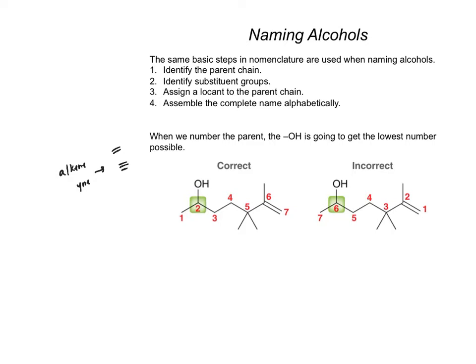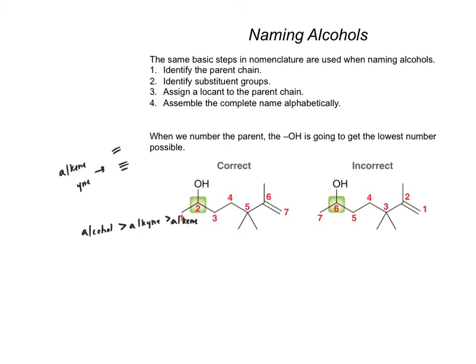So if we're keeping track of priorities here, the alcohol is going to trump, in terms of priorities, the alkyne, which then trumps the alkene, right? So when we're trying to number things, alcohol right now is going to take preference over everything else.